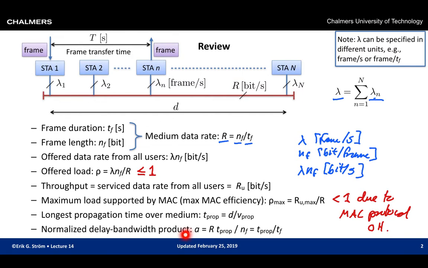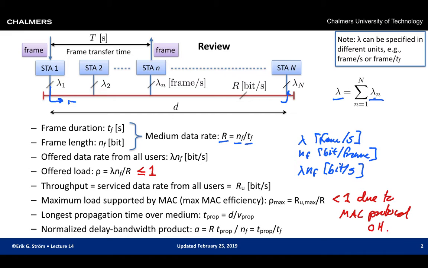And this is captured in this parameter called the normalized delay bandwidth product, A, which is R, the data rate of the medium, times the propagation delay divided by the number of bits per frame, or a simpler equation is perhaps the propagation time divided by T_F. So A here tells us how many frames can fit on the medium at the same time. If we think of station number 1 transmitting frames to station number n, how many frames can physically fit on the medium at any given point in time?